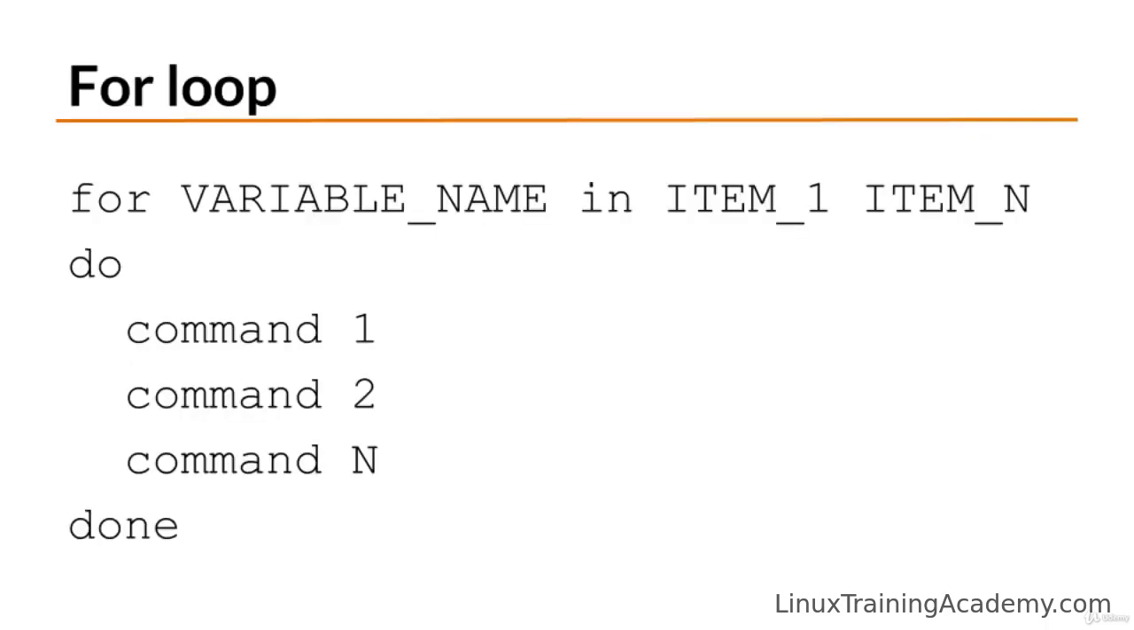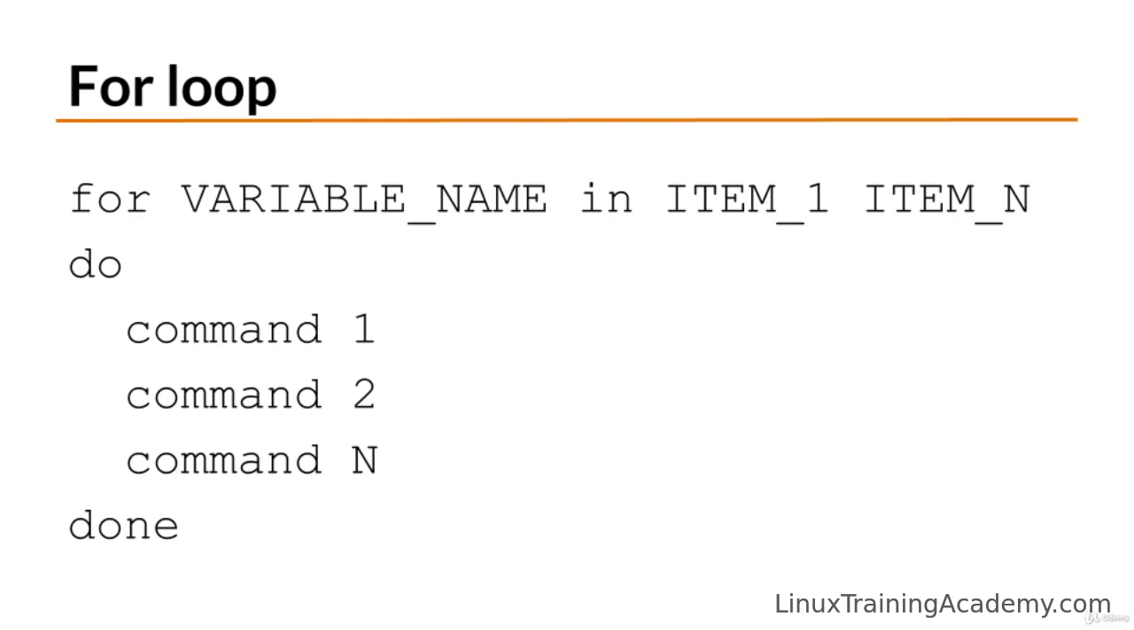If you want to perform an action on a list of items, use a for loop. The first line of a for loop starts with the word for, followed by a variable name, and then a list of items. The next line contains the word do. Place the statements you want to execute on the following lines, and finally end the for loop with the word done on a single line. Essentially what happens is that the first item in the list is assigned to the variable and the code block is executed. The next item in the list is then assigned to the variable and the commands are executed.